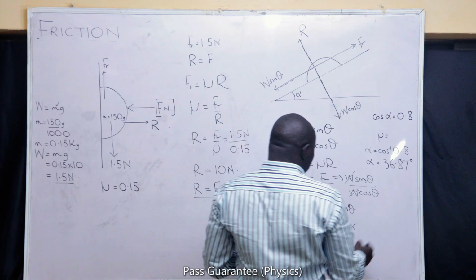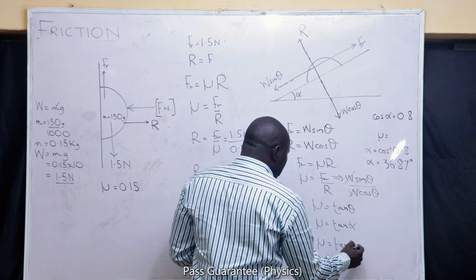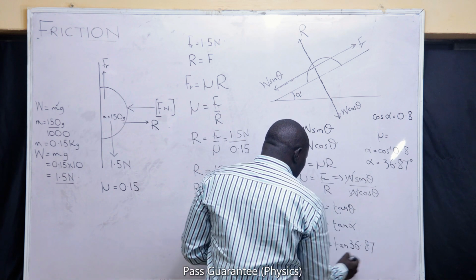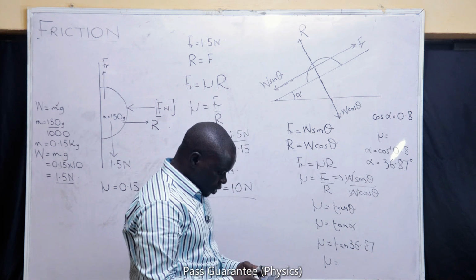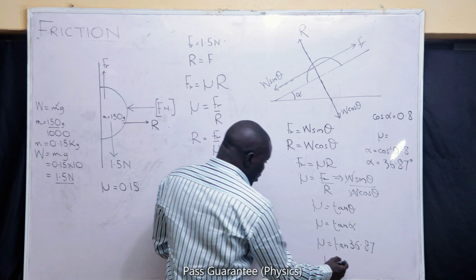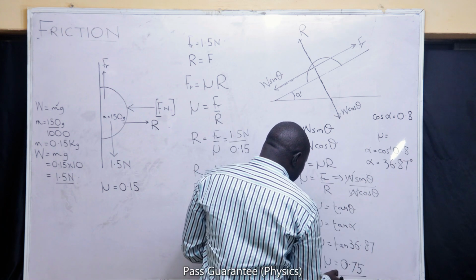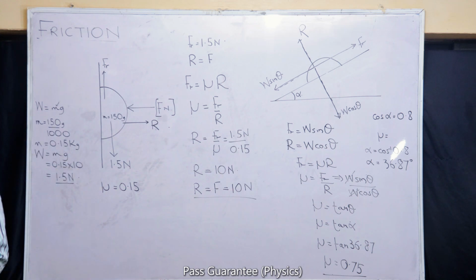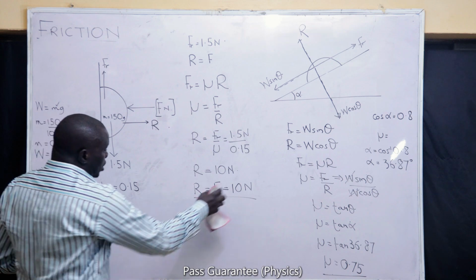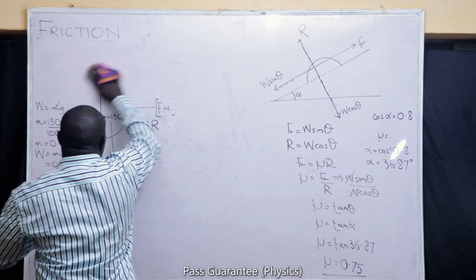36.87 degrees. So my mu, which is the coefficient of friction, will be tan of 36.87, and the tan of 36.87 is 0.75, and that is the coefficient of friction for that surface. We'll take more examples on inclined plane because those are really the ones that always pretend to give students issues.